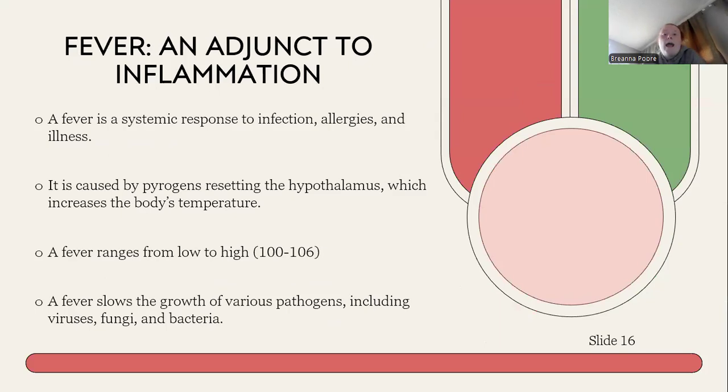Fever, an adjunct to inflammation. A fever is a systemic response to infection, allergies, and illness. It is caused by pyrogens resetting the hypothalamus, which increases the body's temperature. A fever ranges from low to high, 100 degrees Fahrenheit to 106 degrees Fahrenheit. A fever slows the growth of various pathogens, including viruses, fungi, and bacteria.